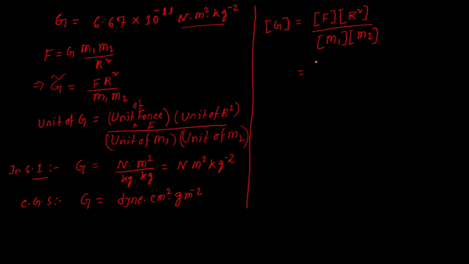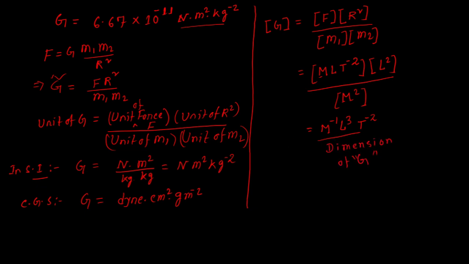The dimension of force is M L t to the power minus 2, capital M. Dimension of r is nothing but length, so this is L square, and the dimension of m1 is M and dimension of m2 is also M, so it's M square in the denominator. Okay, and all these things simplify to M to the power minus 1 L cube t to the power minus 2. So this is the dimension of G.